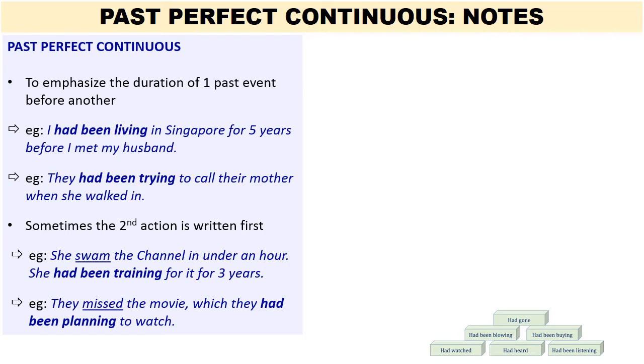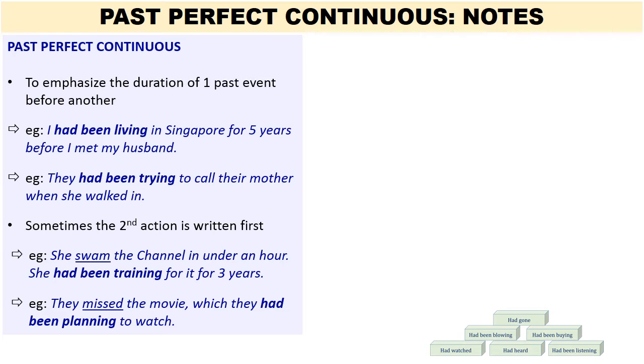For example, I had been living in Singapore for 5 years before I met my husband. Had been living is the first action, met is the second. And in this case, we want to emphasize that it's been 5 long years. So we use had been living.